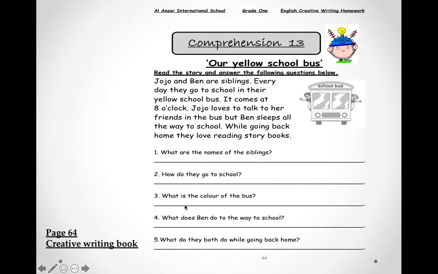Now let us get started with the comprehension. Our yellow school bus. Read the story and answer the following questions. Jojo and Ben are siblings. Every day they go to school in their yellow school bus. It comes at 8 o'clock. Jojo loves to talk to her friends in the bus, but Ben sleeps all the way to school. While going back home, they love reading storybooks.